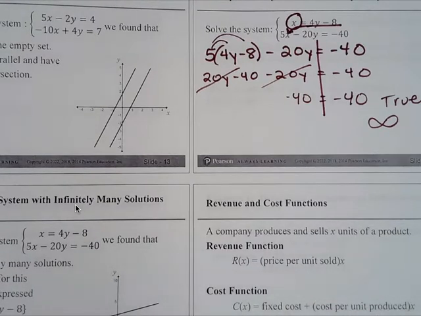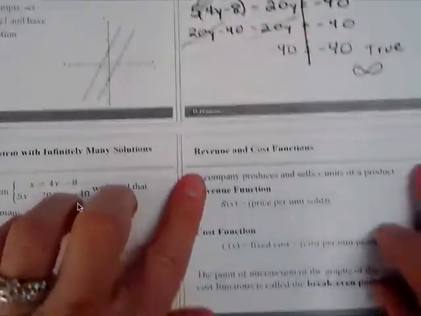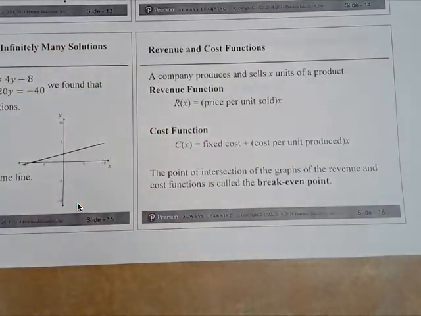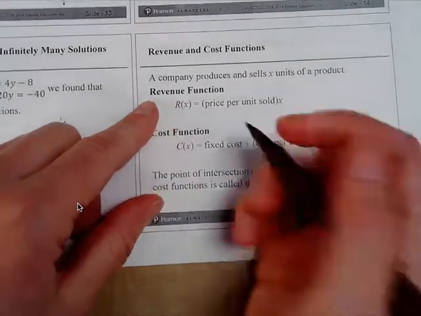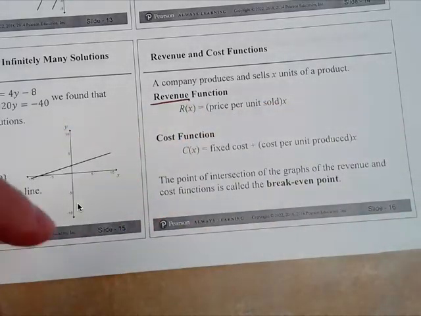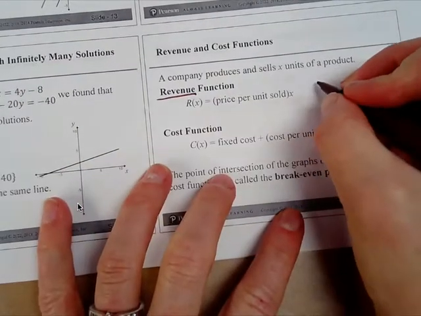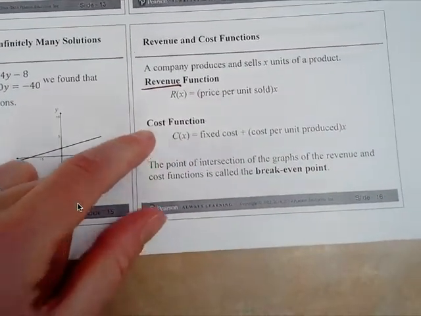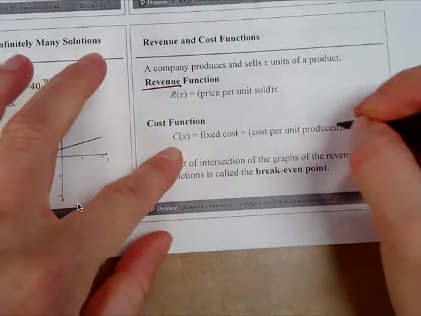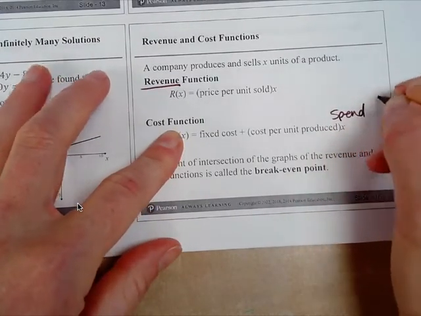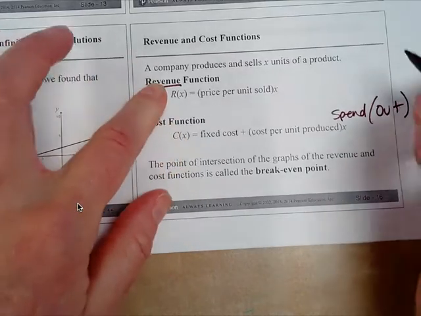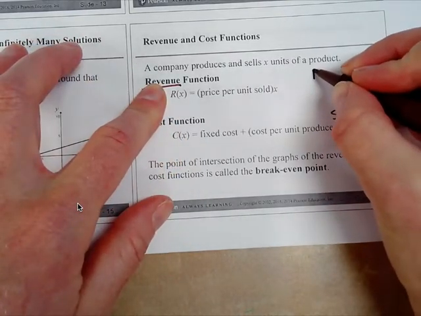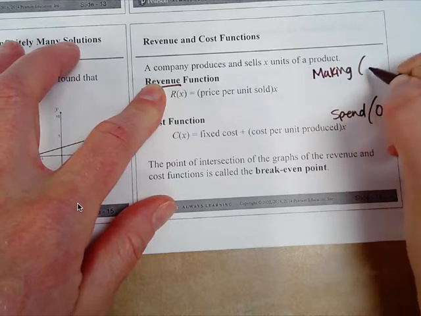Okay, let's look at an application problem with revenue and cost. So a company produces and sells x units of a product. R of x is called your revenue. What is revenue? Do y'all know? Yeah. The money coming in. Cost. What is the cost? What you spend? Yep. How much you're spending. So this is money that's going out. And revenue is how much money you are making. That's how much is coming in.